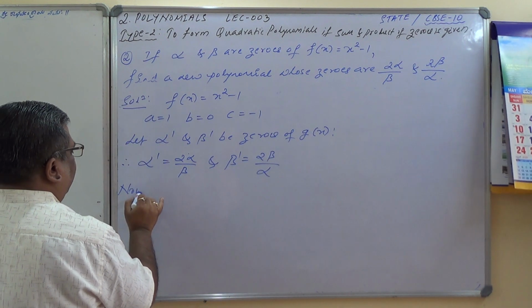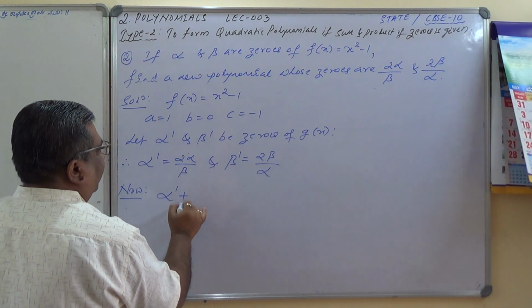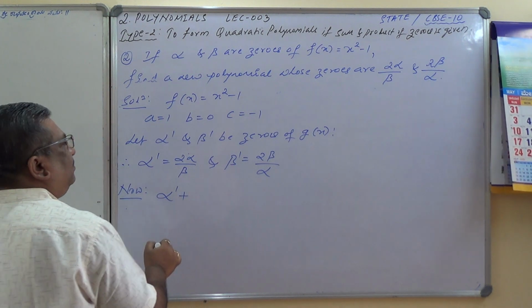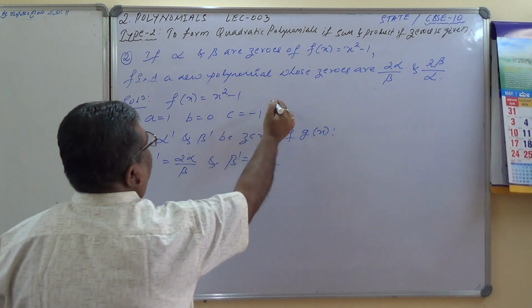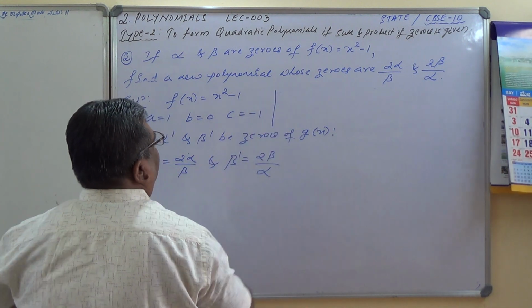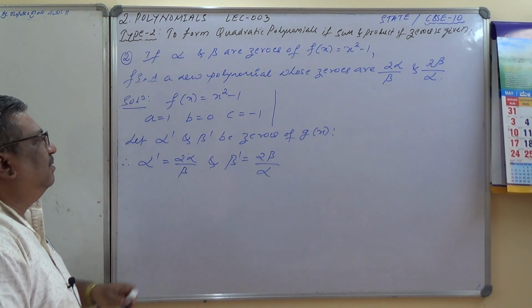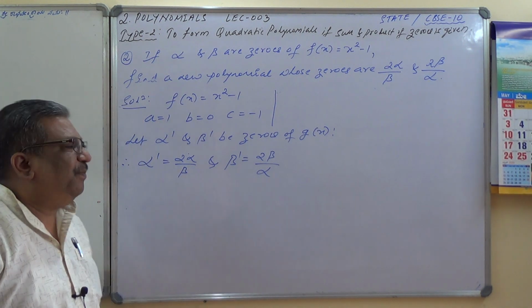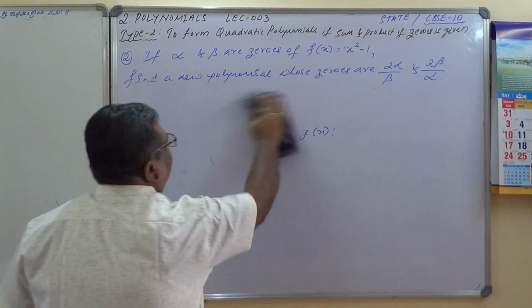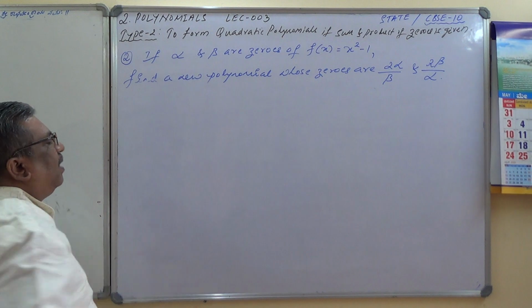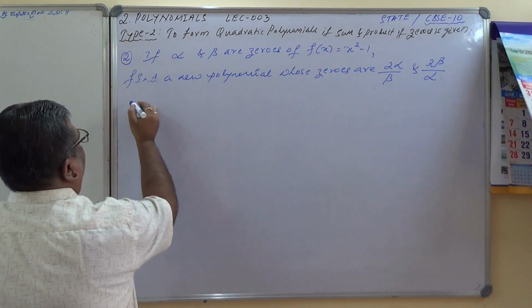Now the sum of zeros, alpha dash plus beta dash. Before that, I think I will find out... just a moment. Let me do it once again in a slightly different way. Let me discuss this in a slightly different way once again.